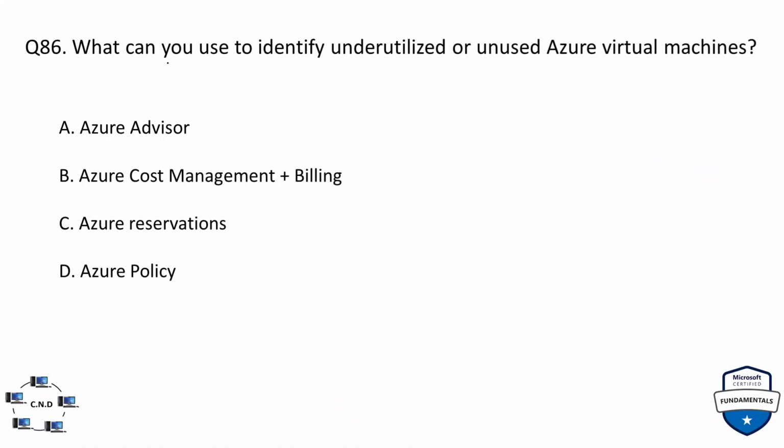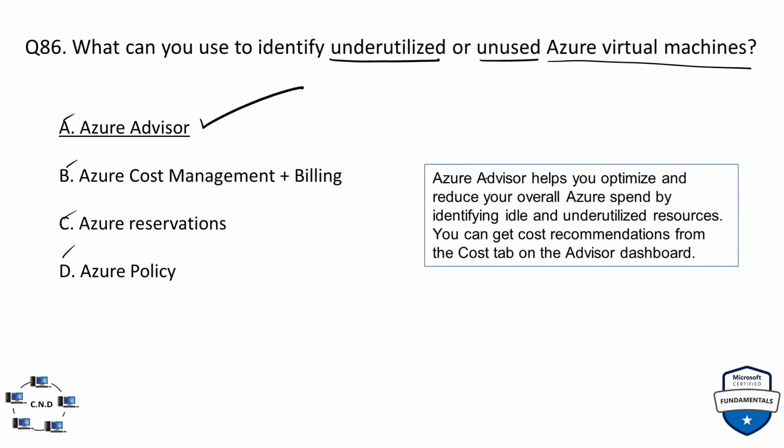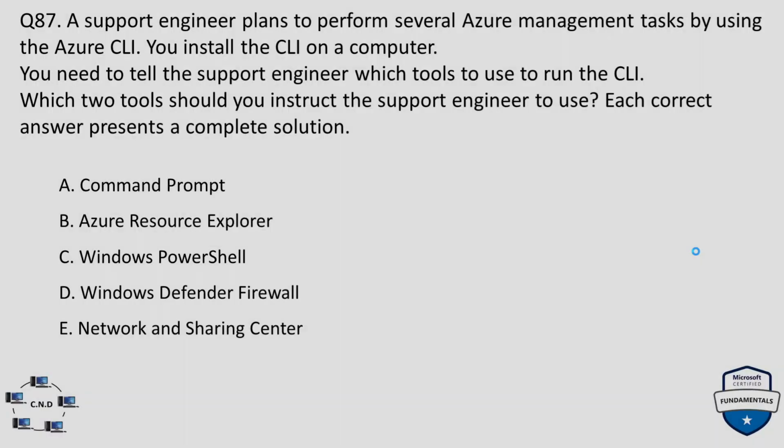Question number 86 is that what can you use to identify underutilized, keyword is underutilized or unused Azure virtual machines? The options are A, Azure Advisor, B, Azure Cost Management plus Billing, C, Azure Reservations, and D, Azure Policy. And the correct option is the Azure Advisor. Azure Advisor helps you optimize and reduce your overall Azure spending by identifying idle and underutilized resources. You can get cost recommendations from the cost tab on the Azure Advisor dashboard.